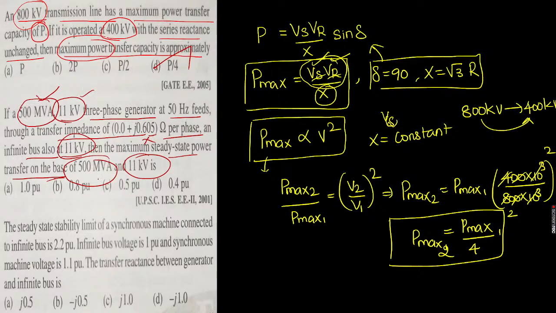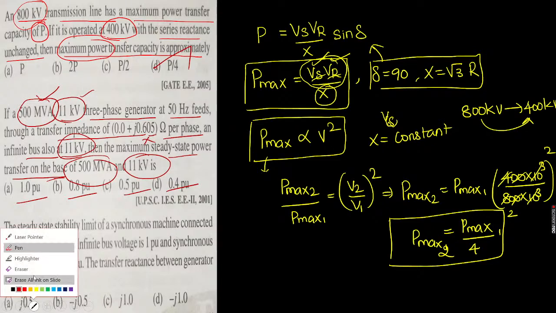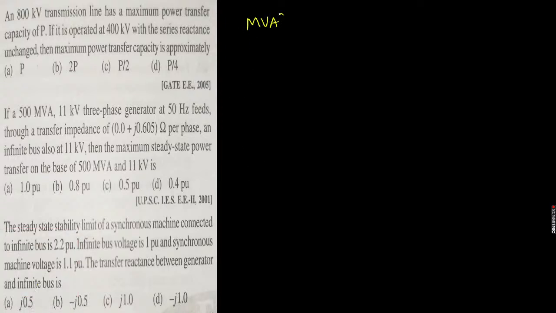Anyway, you all know the formula, but did you notice the answer is given in per unit? If it is given in per unit, how do you calculate it? Actual value divided by base value. First let us calculate the actual value, later we will decide the rest. Now the base MVA is clearly given, that is 500. Just keep it. Next let us calculate the maximum power transfer capability.